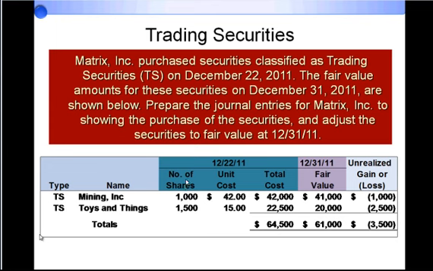So I have a few different things. They tell us the number of shares, the unit cost, and the total cost at December 22nd. What we're really concerned with is the total cost there. If you look at 12/31, you'll see that both of those investments lost value. They went down by 1,000 and 2,500 respectively. So that's going to be the unrealized gain or loss. We don't actually realize it until we make the sale.